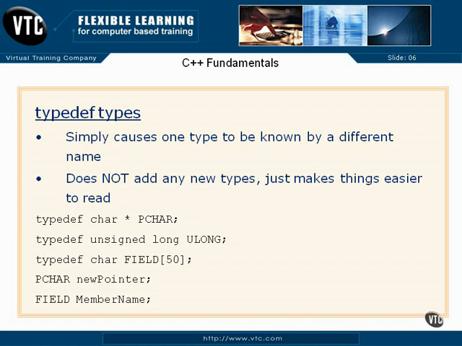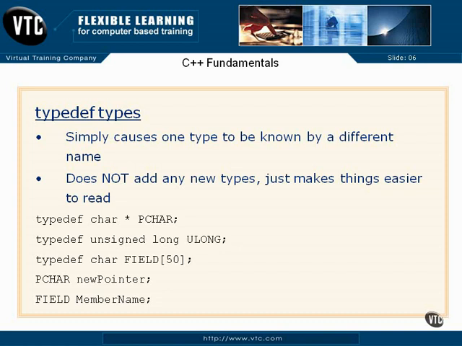Here's a quickie for us, typedef. These are typedef types, and we've just tucked this here on the tail end of this section because it kind of goes along with it, but you already know about it from C, nothing new for C++. Typedef simply causes one type to be known by a different name. Typedef does not add any new types. It just makes things a little easier for us to read.